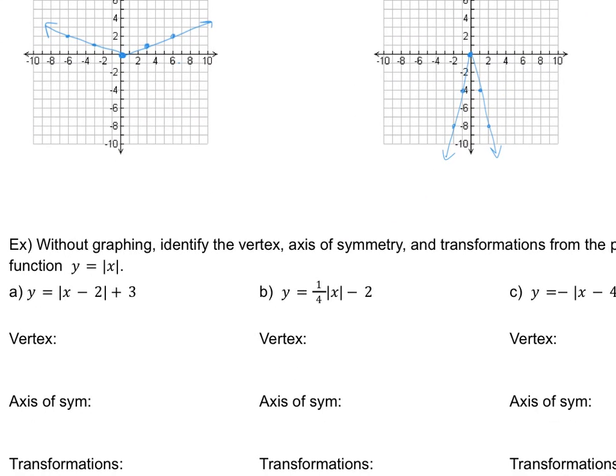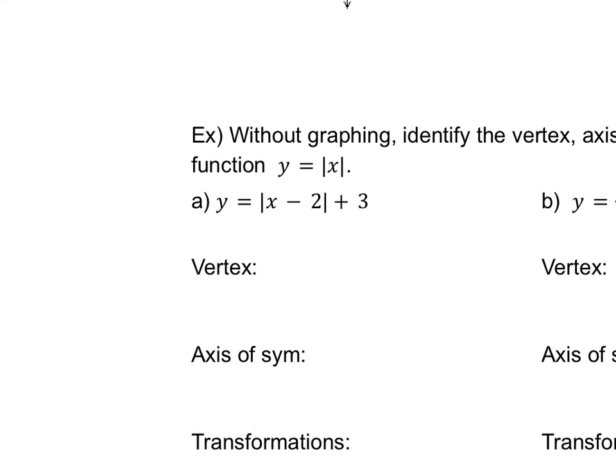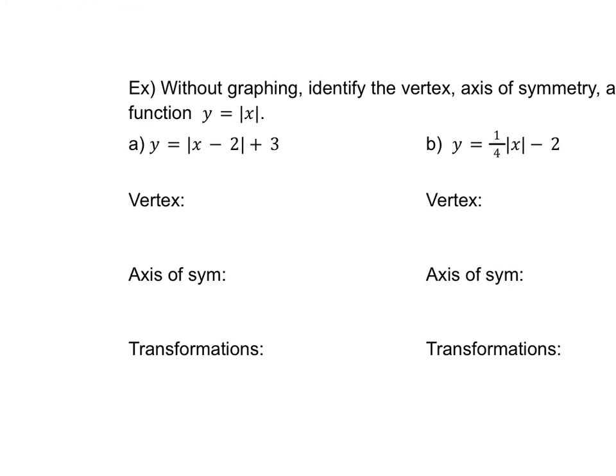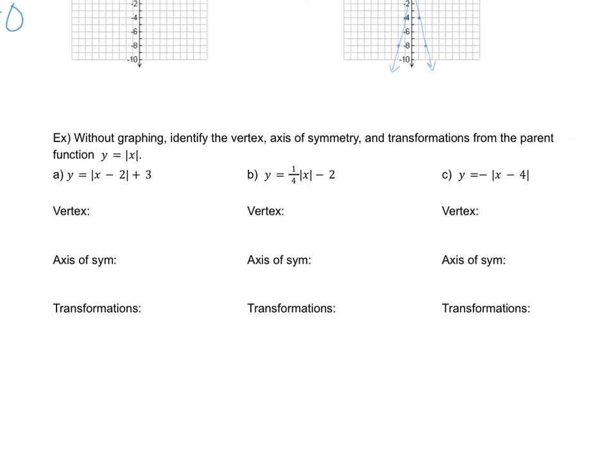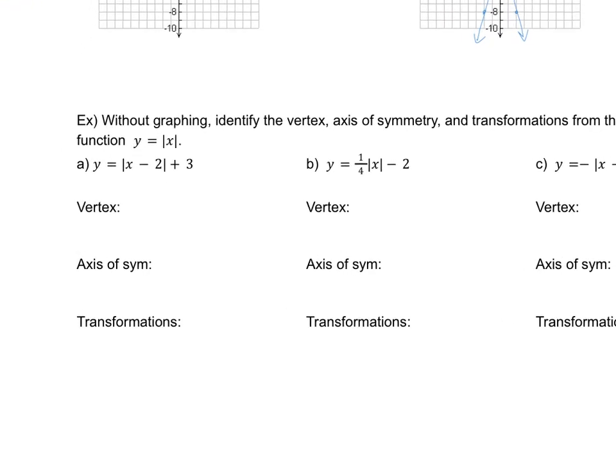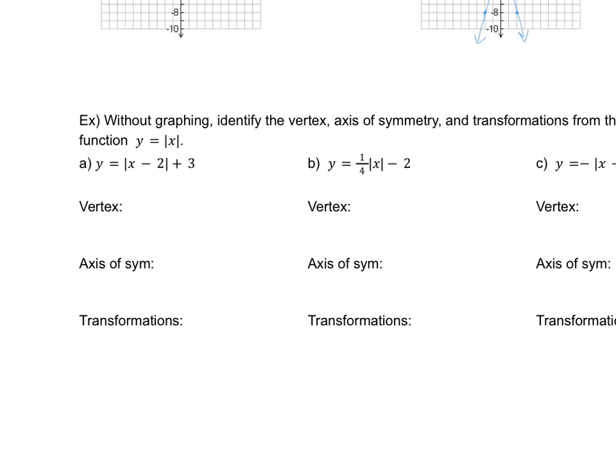Okay, last little bit. So we have the following. I'll do two of them. Without graphing, identify the vertex, axis of symmetry, and transformations from the parent function. So they don't want you to graph it. They just want you to look at the equation and tell me what's happening.